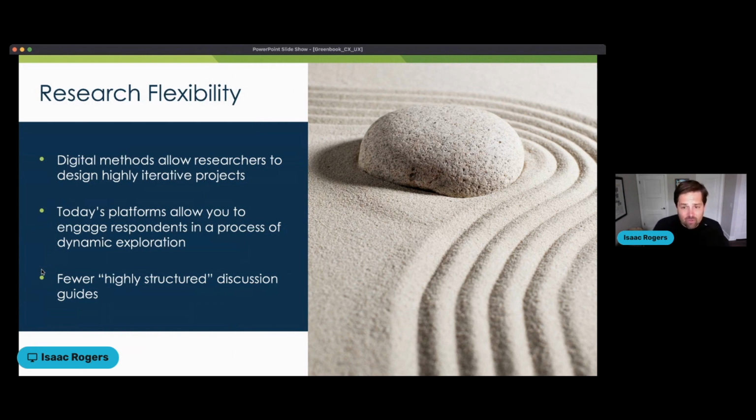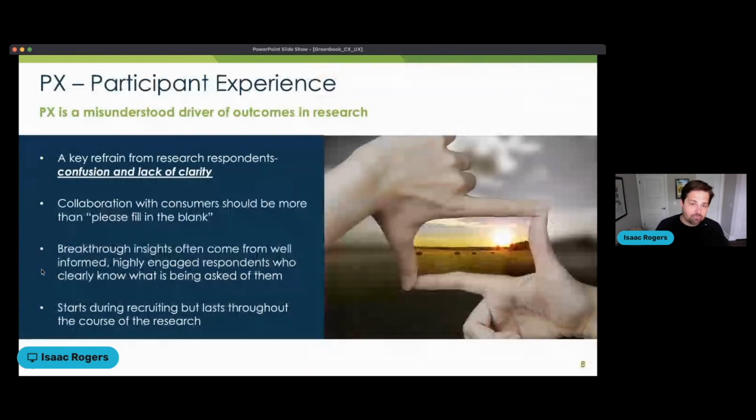I'm not saying that highly structured CX and UX work doesn't happen or can't be valuable, but I am saying leaving that door open for exploration can yield some extraordinarily powerful results. In my case study towards the end, I'll give you one of my favorite learnings from somebody who followed this kind of advice and was highly flexible in their research.